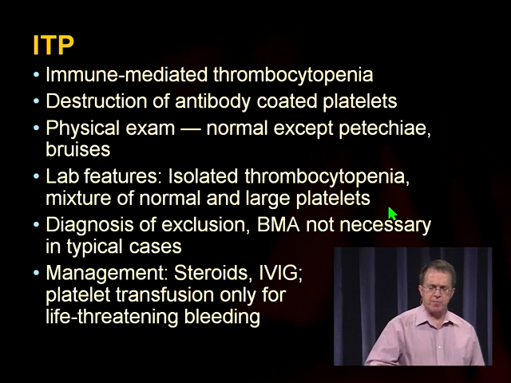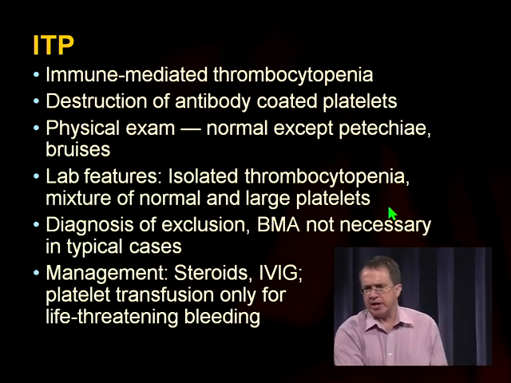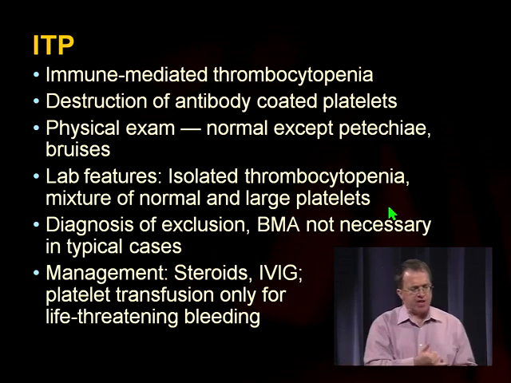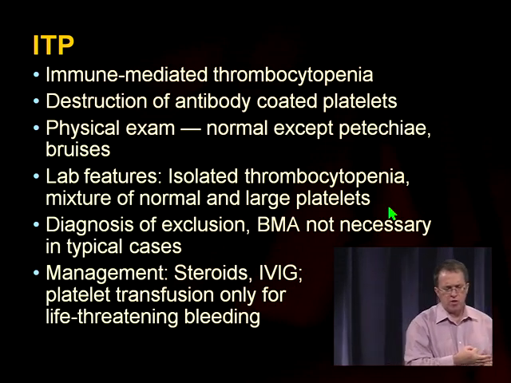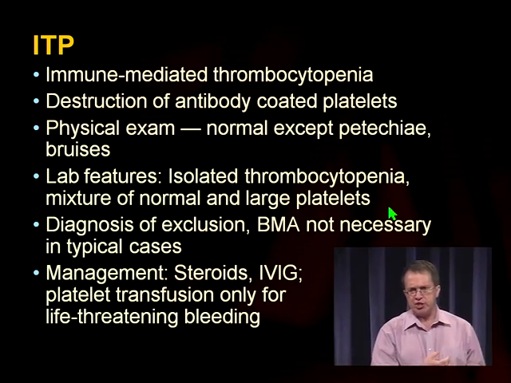Your management can be steroids, IVIG, WinRho. We can do platelet transfusion for life-threatening bleeding, or you know what else we can do? If this patient isn't bleeding, we can just observe him, okay? All right. Steroids, IVIG, WinRho, they all work. If you have life-threatening bleeding, you're going to do IVIG, and you're going to give platelets, and you're going to start steroids, and you're going to give whatever you can get the fastest, okay?